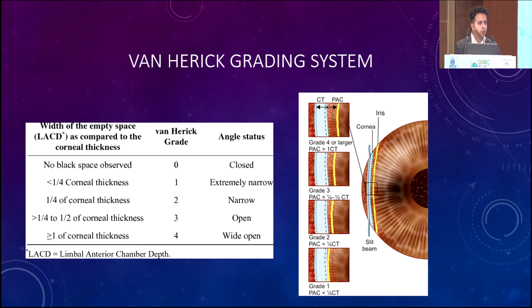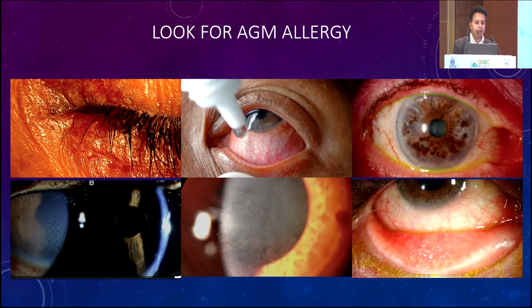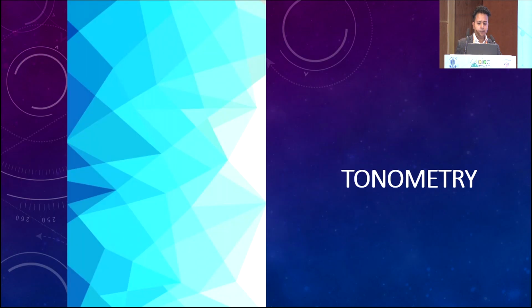Van Herick grading is important, but don't miss gonioscopy. Gonioscopy is a must. In glaucoma screening, a simple torchlight test can give a clue of glaucoma, even if you are in a camp site or the periphery: a RAPD has to be checked. Look ultimately for signs of allergy. Then we start with tonometry.